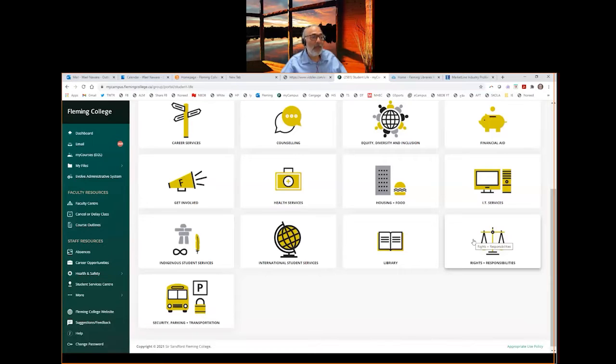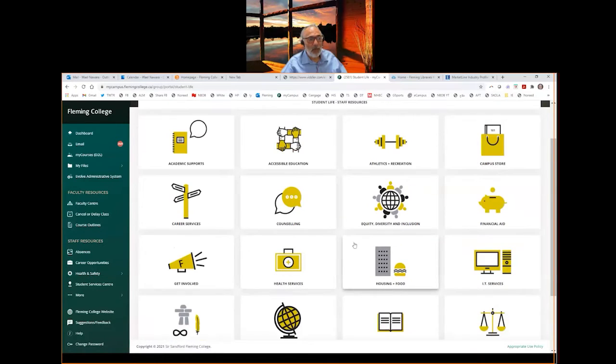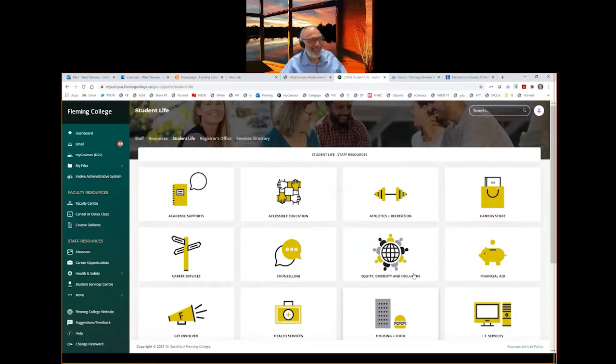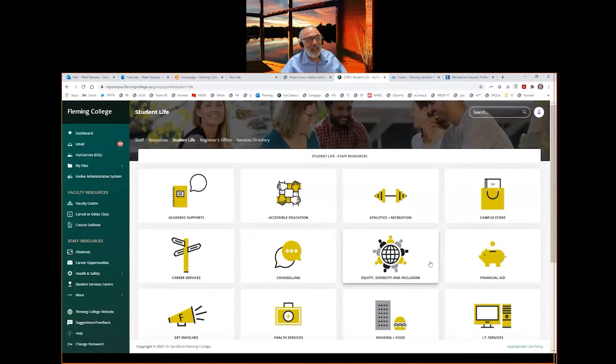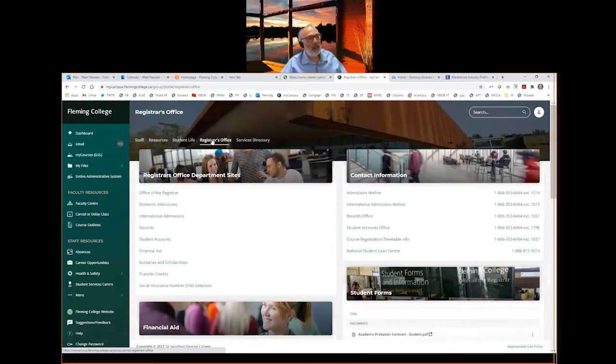Rights and responsibilities, international student service, again, right? When you come here, maybe you want to know more about housing and food, or maybe you can go to housing and food and ask them, what is my mom cooking today? Here also equity, diversity and inclusion, human rights, things like that. So all of this is also the registrar office in case you need anything from the registrar and so on.